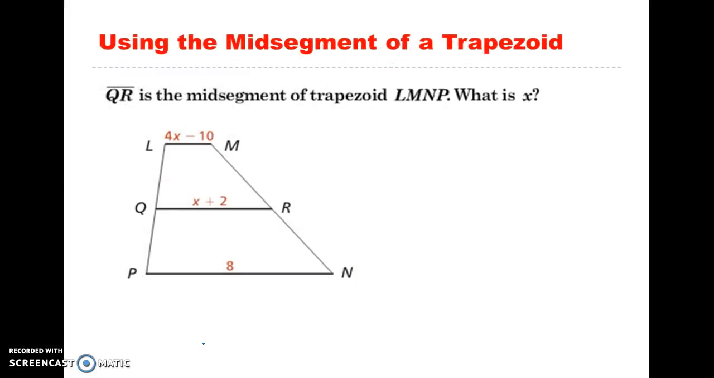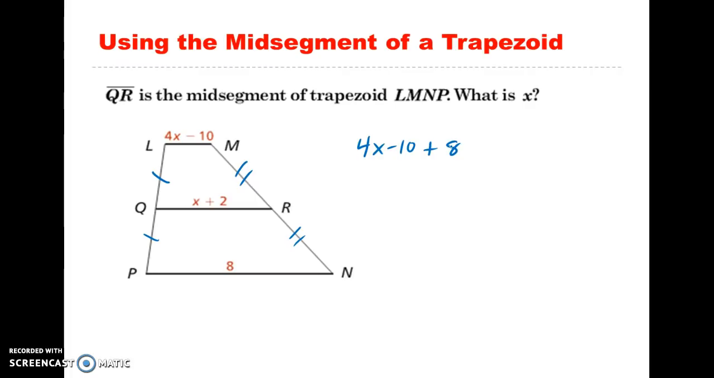So using that, we've got an example. QR is the midsegment of trapezoid LMNP. I could go ahead and put these markings here, but in this problem, we're not going to need those. I'm going to use the fact that I know the midsegment is half the measure of the bases combined. So my top base is 4x minus 10. I'm going to add my bottom base to it. So those are my top and bottom bases added together.